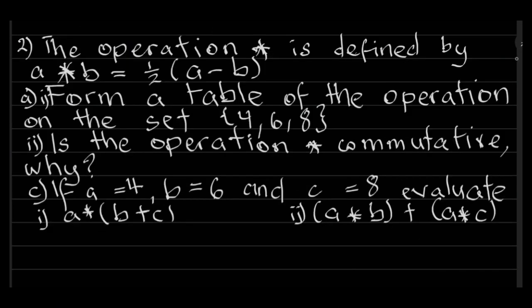So we are looking at our second question on binary operation. The question reads, the operation star is defined by A star B equals half A minus B. I, form a table for the operation on the set 4, 6, 8. II, is the operation commutative, and why? And if A equals 4, B equals 6, and C equals 8, evaluate A star B plus C, and A star B plus A star C. Let's see how this goes.